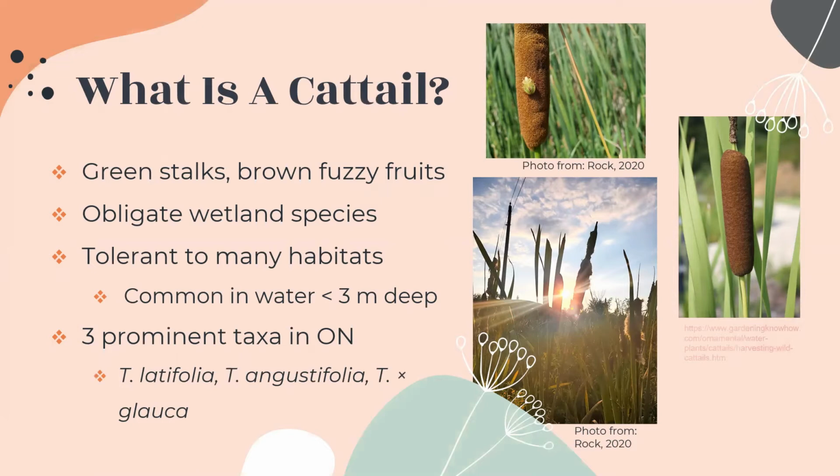They are an obligate wetland species that is essential for the proper cycling of nitrogen and carbon within their habitats and also provide shelter for many microorganisms, insects, and birds. They can typically be found in ditches along the roadside and in wetlands, preferring water that is less than 3 meters deep. Here in Ontario and around the Laurentian Great Lakes region, there are 3 prominent taxa: the native Typha latifolia, the introduced European Typha angustifolia, and the hybrid form between the two, Typha x glauca.